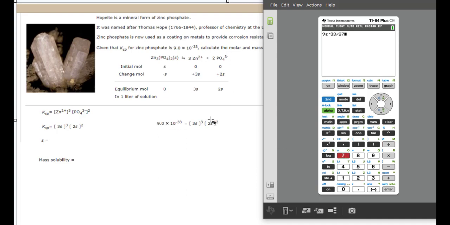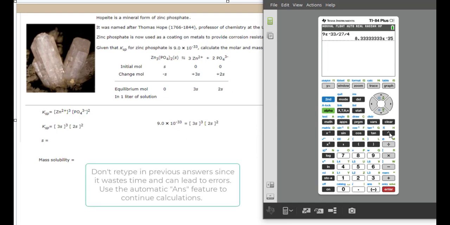And then we also have this 2, which is a 4, so we'll be dividing that by 4. And that's going to give us this value, or 8.33. It keeps on going, probably to the negative 35. But we've got an S, so all we're going to have to do is take the 5th root of it. You don't have to type that number in again. You don't want to type it in again.